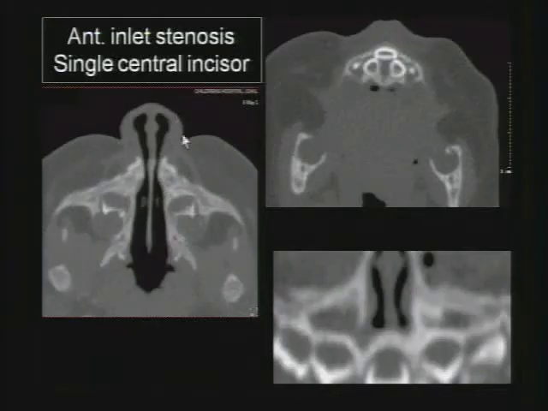The curiosity about this particular condition is they often have a single central incisor, and because it's a newborn, it's not erupted, so it's under the gums. So in the CT scan, you'll see a funny single central incisor. Here you can see curved coronal reformation. They can also be associated with midline brain defects, so it's important to do some neuroimaging as well.